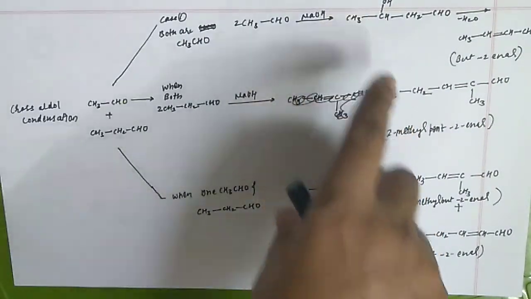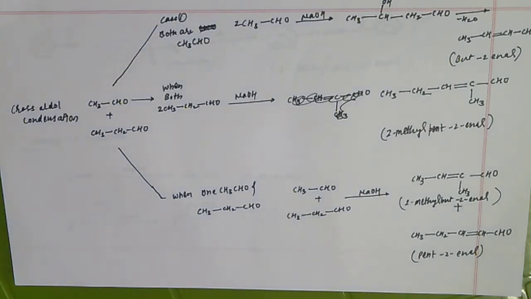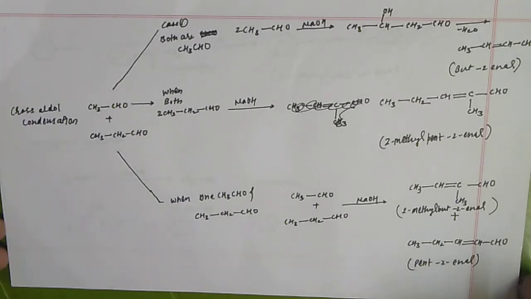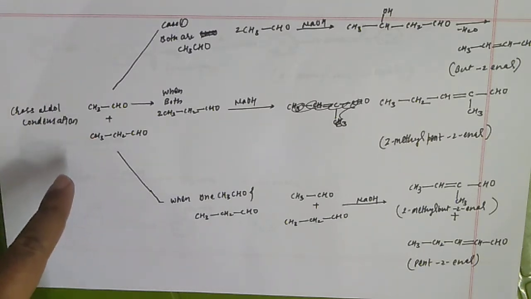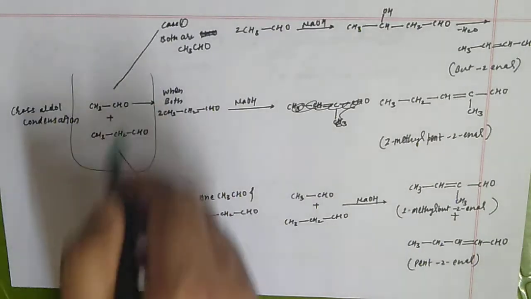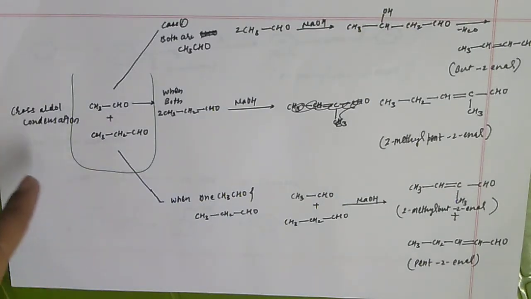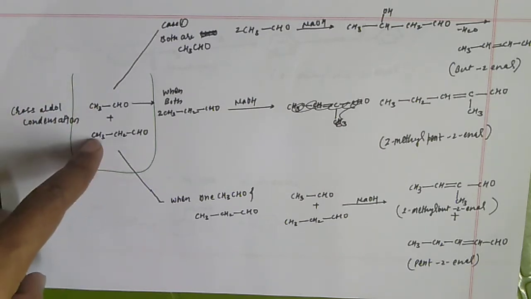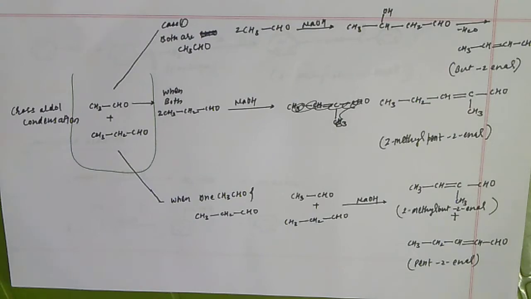Now let us move to another type of reaction, cross aldol condensation. Cross aldol condensation means we are taking different types of carbonyl compounds having alpha hydrogen. Suppose you are taking ethanol and propanol. In the sample you have ethanol and propanol, so 3 cases are formed: either 2 ethanol combine, or 2 propanol combine, or 1 ethanol and 1 propanol combine.